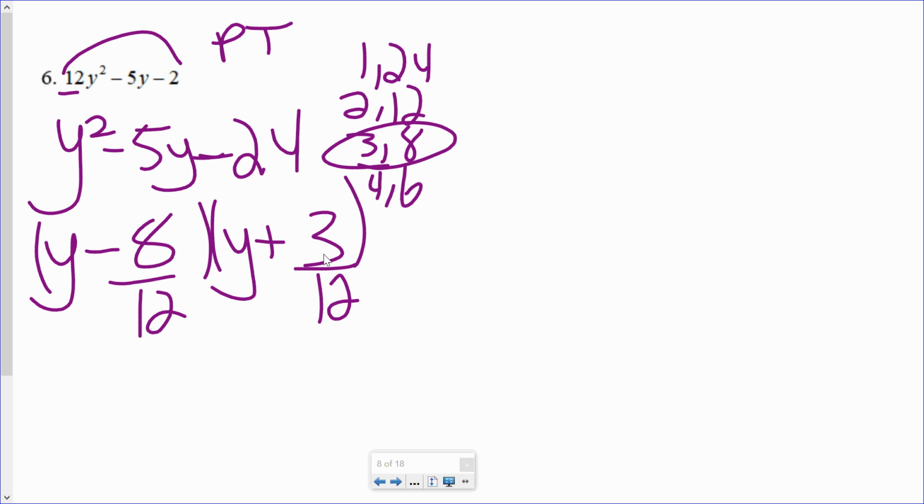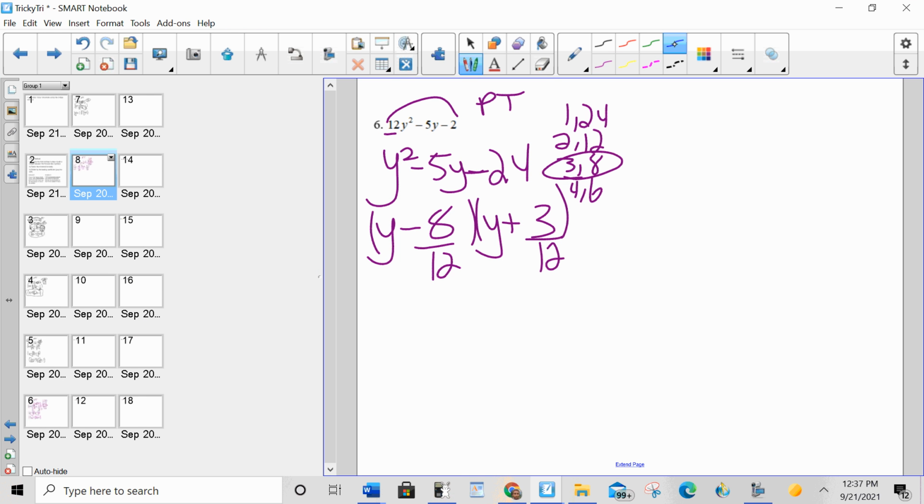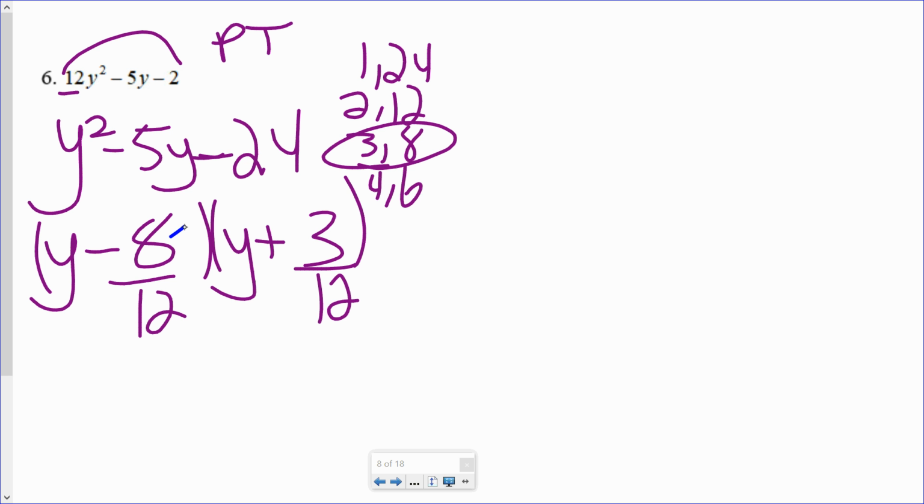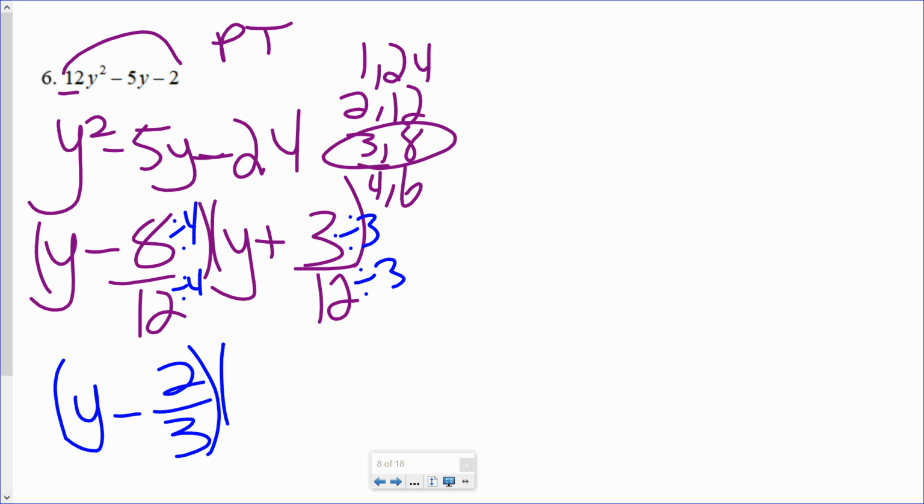Neither of them divide nicely, so scenario 2 is I reduce each of them. Just go a different color for that. That might be a little bit easier to see. So I can take a 4 out of both of those. I can take a 3 out of both of those. Or you can let your calculator do it for you. That's 2 over 3. That's 1 over 4.